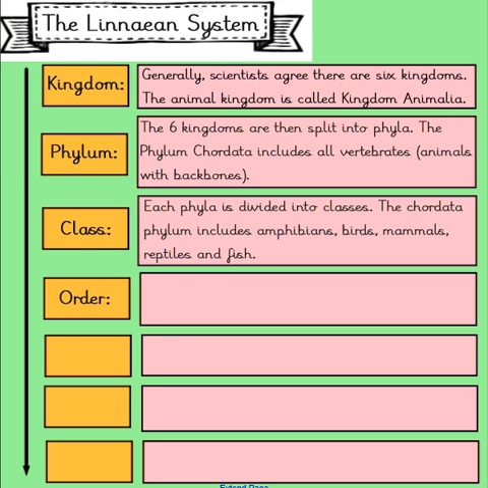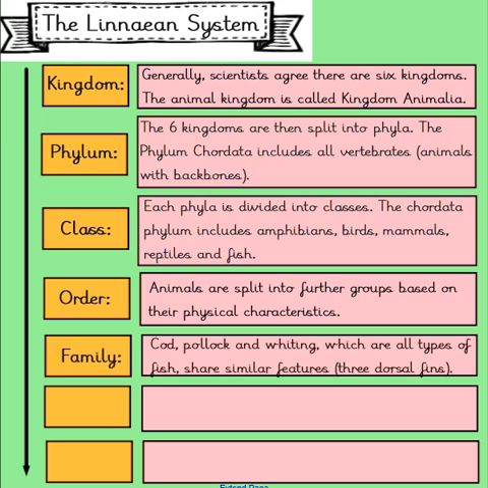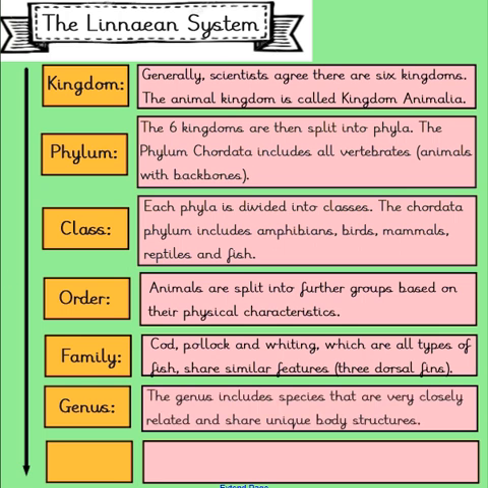Next, we have order. Animals are split into further groups based on their physical characteristics. Next, family. For example, cod, pollock, and whiting, which are all types of fish, share similar features: 3 dorsal fins. Genus. The genus includes species that are very closely related and share unique body structures. Finally, species. Species is the final step and pinpoints the exact creature.